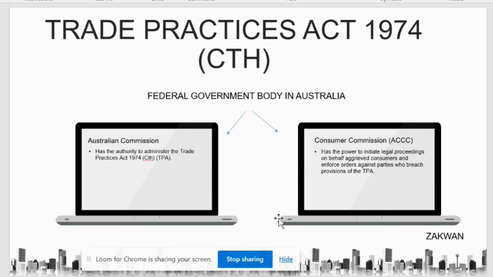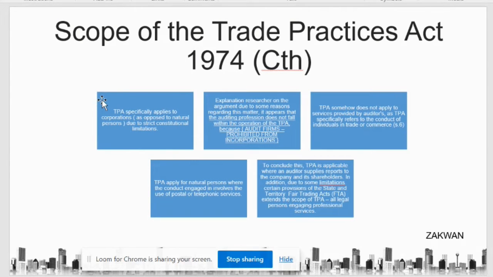I would like to continue the presentation with the Trade Practices Act 1974. As we read the article, we found that the federal government bodies in Australia consist of two. One they highlight is the Australian Commission, which has the authority to administer the Trade Practices Act 1974, TPA. And another one is the Consumer Commission, which may be called ACCC, which also has the power to initiate legal proceedings on behalf of aggrieved consumers and enforce orders against parties who breach provisions of the TPA.